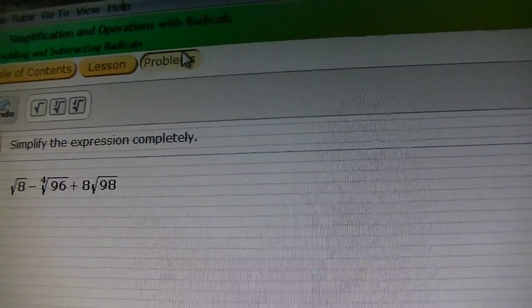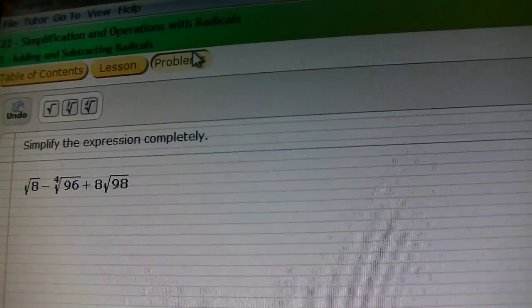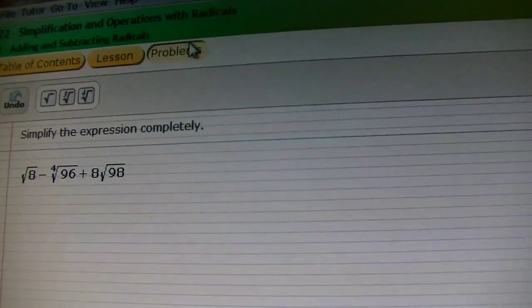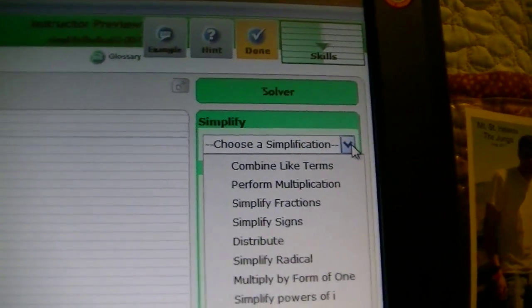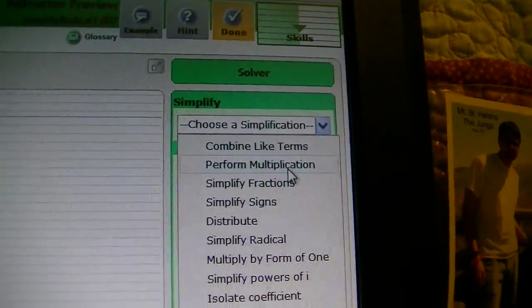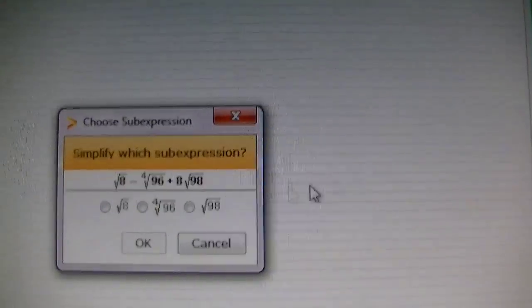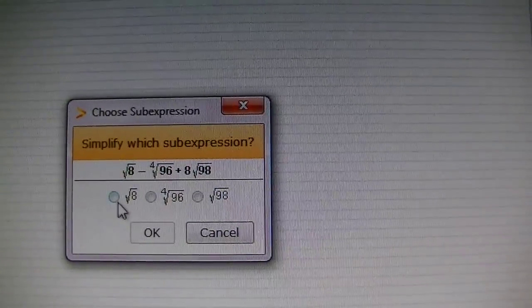So this problem is the square root of 8 minus the fourth root of 96 plus 8 square root of 98. Okay, so the tools to choose. The first thing I'd like to do is choose simplify the radical. So we're going to have to simplify each one of them. So let's do the first one first.